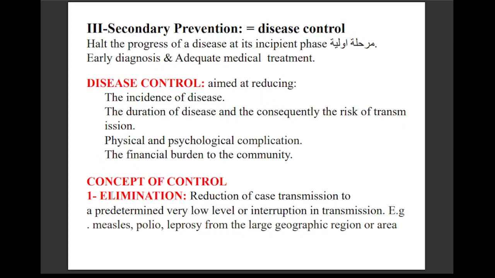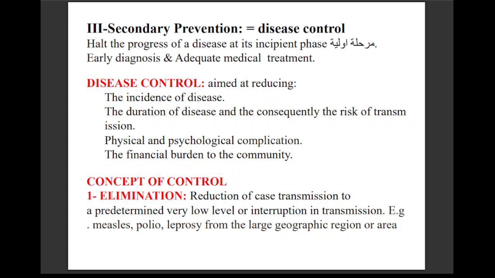Secondary prevention is disease control, halting the progress of disease by implementing measures in phases. Likewise, lockdown and other measures are taken, along with early diagnosis and adequate medical treatment. Suppose you feel the symptoms of COVID-19 and you are having respiratory distress. It is advised that you immediately go to a physician, carry out your RT-PCR or HRCT, and based upon that you can immediately start your treatment.